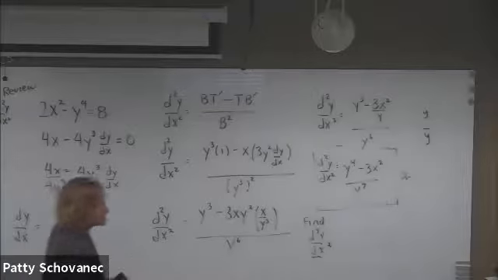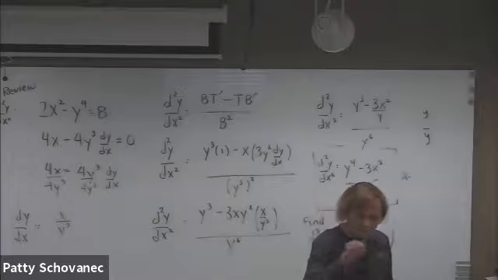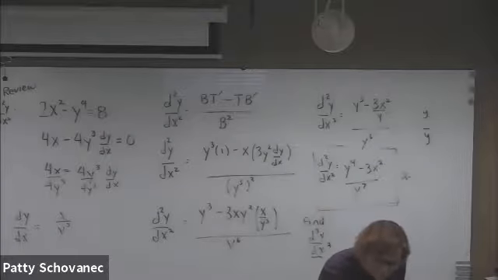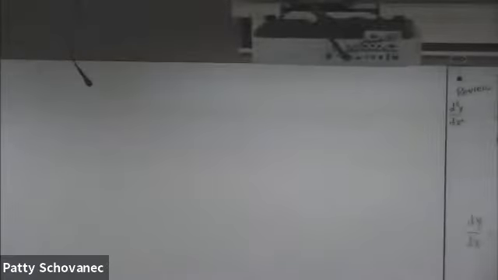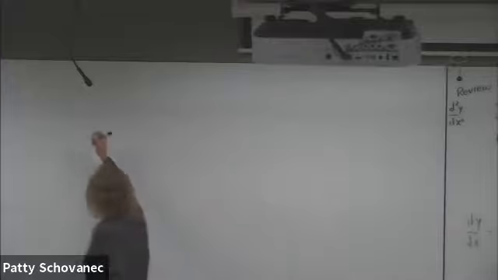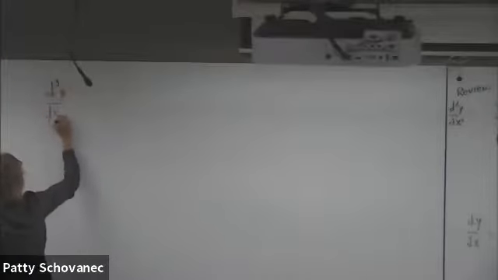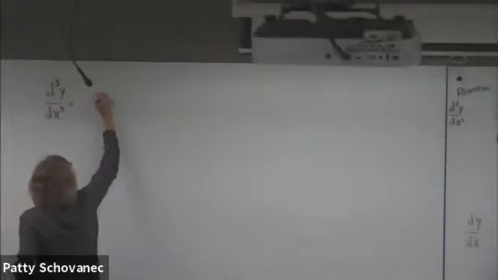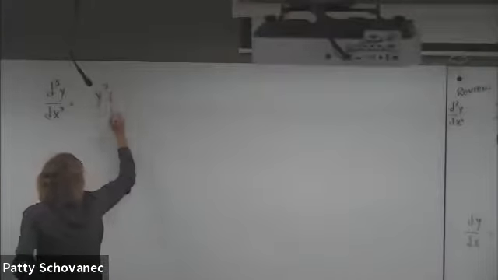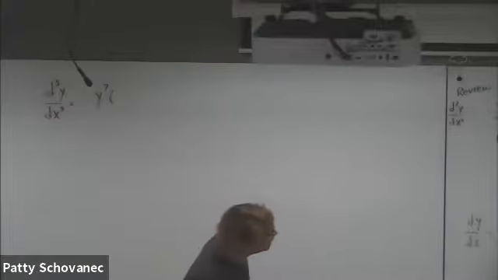All right, I'm ready to check the answers. Let me swap boards here. We can do the quotient rule on that thing. So we got the bottom times the derivative of the top. Bottom is y to the 7th. Now the derivative of the top.